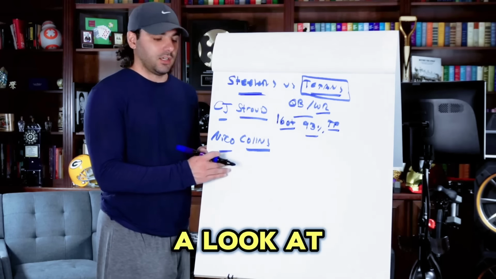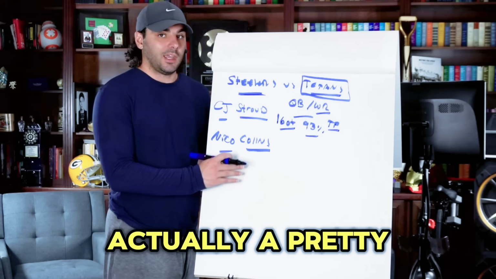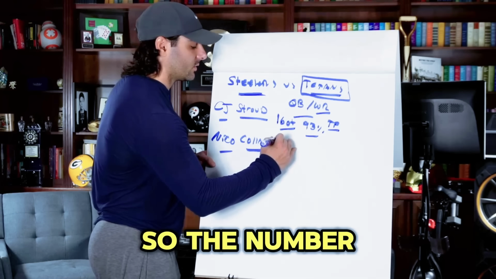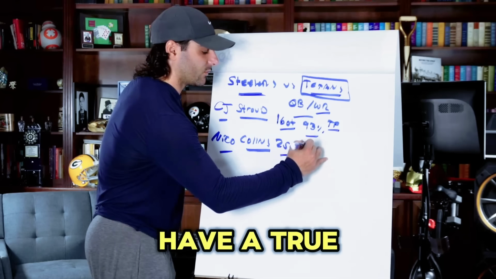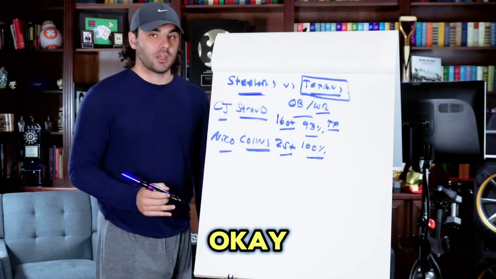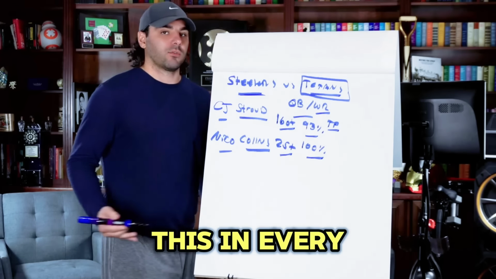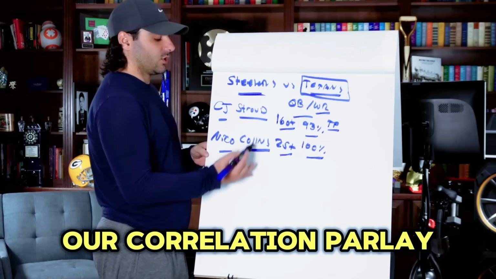Now let's take a look at Nico Collins. Nico Collins, on the other hand, we could find actually a pretty low number here, okay? So the number is 25 plus for receiving, and he actually has a true probability of 100% there, okay? So he's hit this in every single game that he has played this season. So we got our correlation parlay here.